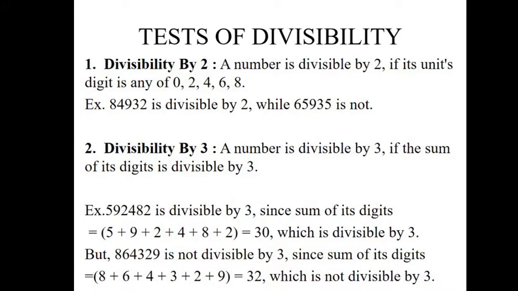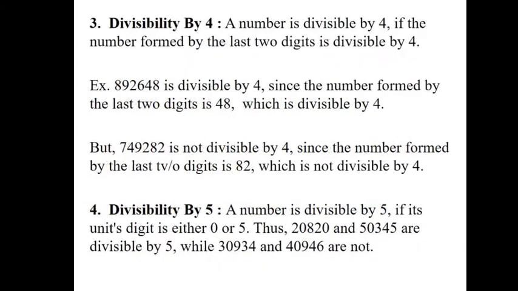Next, divisibility by 3. How can we test a number is divisible by 3 or not? A number is divisible by 3 if the sum of its digits is divisible by 3. So take the number, for example, 592482. Here the sum of digits is 30. 30 is divisible by 3, so the number is divisible by 3. In this number, the total is 32. 32 is not divisible by 3, so the number is not divisible by 3.